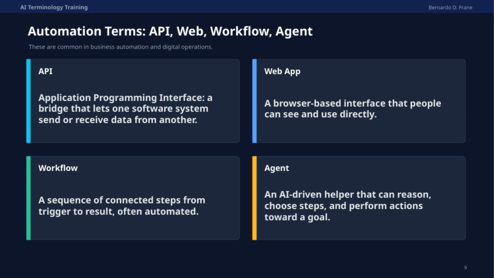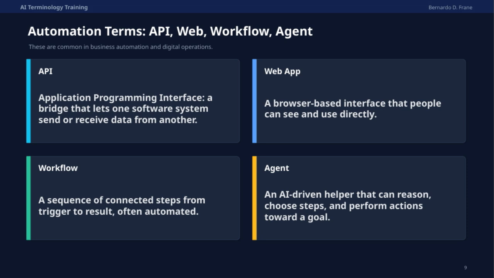Next, we have the workflow. Think of a workflow as a sequence of connected steps that move from a trigger, like receiving an email, to a result, such as updating a record. These workflows are often automated, making processes smoother and more efficient.